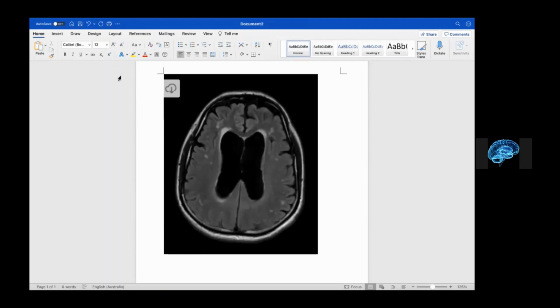So today we'll be talking about dementias. But before we start, I know that I'm giving you a picture of an MRI brain.